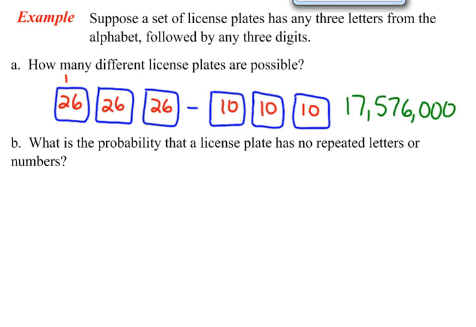Okay, so in part A, we got the total number of license plates. In part B, they're asking us for the probability that a license plate has no repeated letters or numbers. So we're transitioning from the number of possible outcomes up here to now a probability problem. So let's find the number of license plates that have no repeated letters or numbers. We can set this up very similar to part A, because in order to find the probability, we have to find the number of license plates that don't have repeated letters or numbers. So let's draw our boxes again.